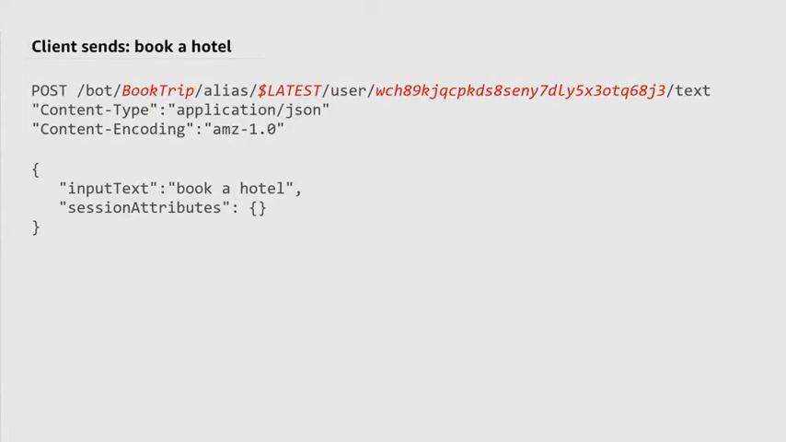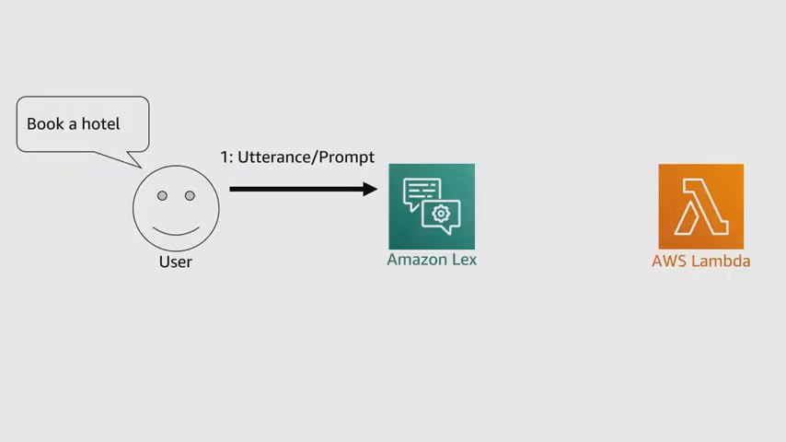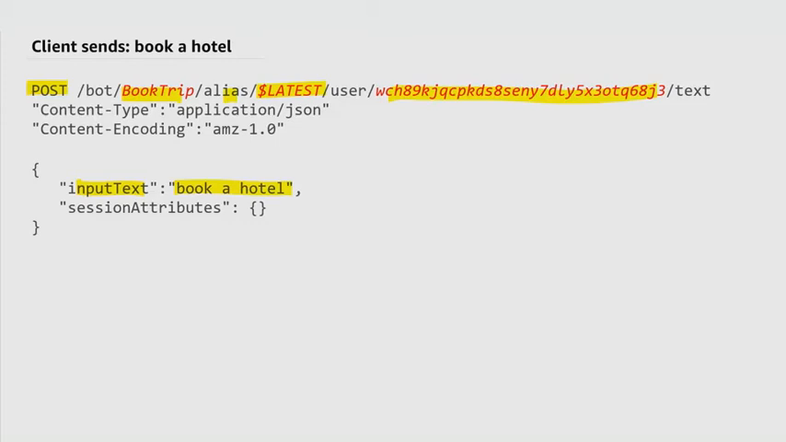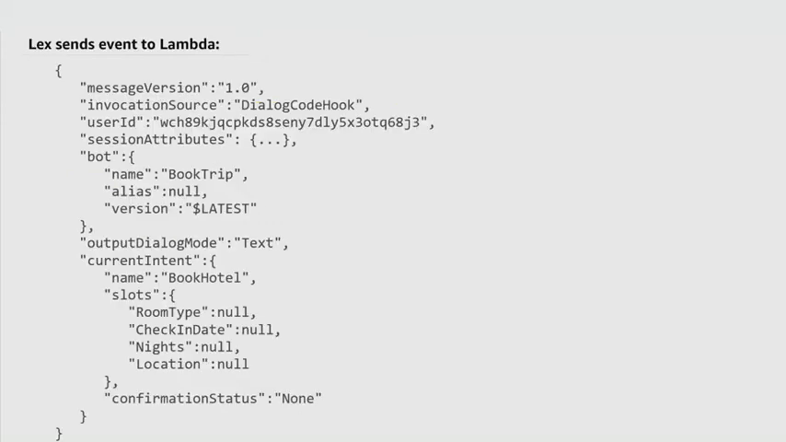This is the data that is being sent. You can see that there is the client sending a post towards our book trip bot in the alias latest and for a very specific user. I will come back to this user a little bit later in this lecture. I also can see the input text data, book a hotel. That is what will be sent towards Lex. The next step is for Lex to send that data to Lambda as input JSON. Let me switch back towards the input that was sent, and this is it.